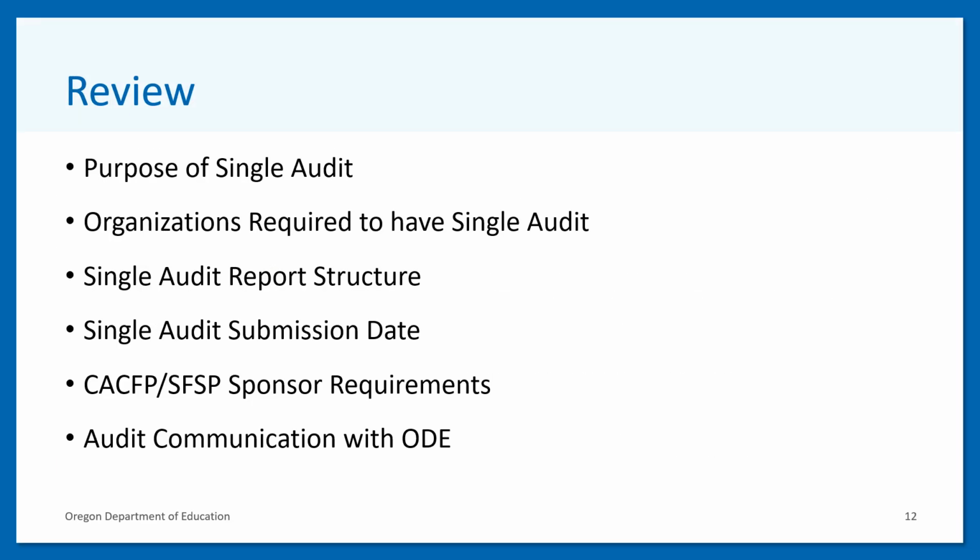In review, in this training, we covered the purpose of a single audit, identified which organizations are required to have a single audit completed, explained the structure of the single audit, and identified important sections of the audit report. We identified the due date for submitting audits, discussed CACFP sponsor requirements, and reviewed ODE and sponsor communication regarding single audits. For more detailed information on single audits, please refer to Chapter 23 of the CACFP Center Manual.